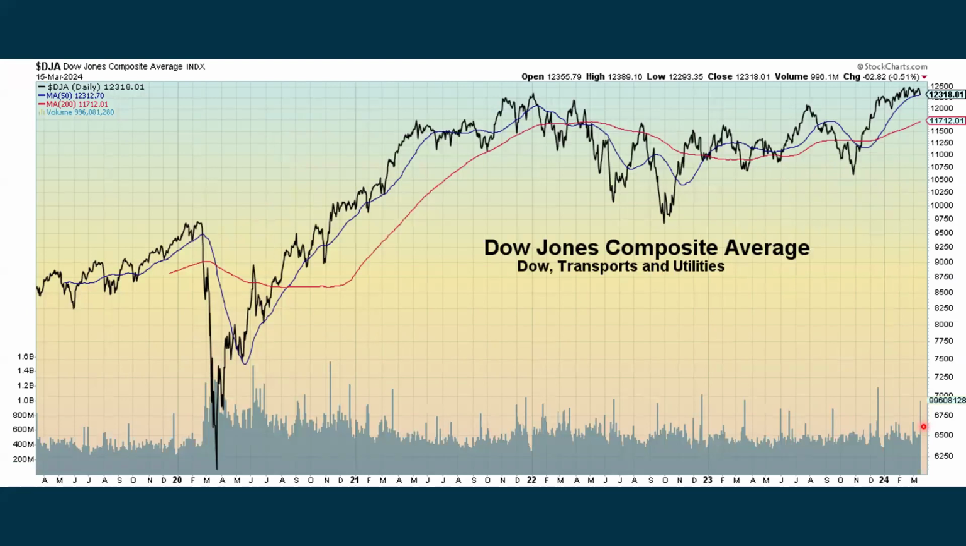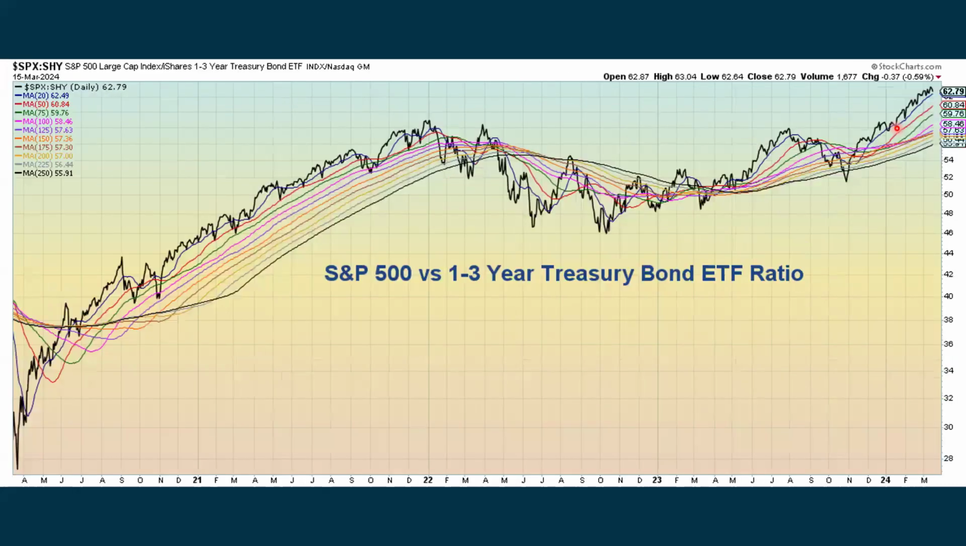This is the Dow Jones Composite Average, which is the Dow, the transports, and the utilities all taken together. The transports are chopping sideways. The utilities are in a downtrend. So we see an uptrend here, and most of that is really coming from the Dow itself. Then we look at the S&P 500 and look at shorter-term bonds. This is showing, even though it's pulling back recently, that the S&P or stocks continue to outperform short-term bonds.